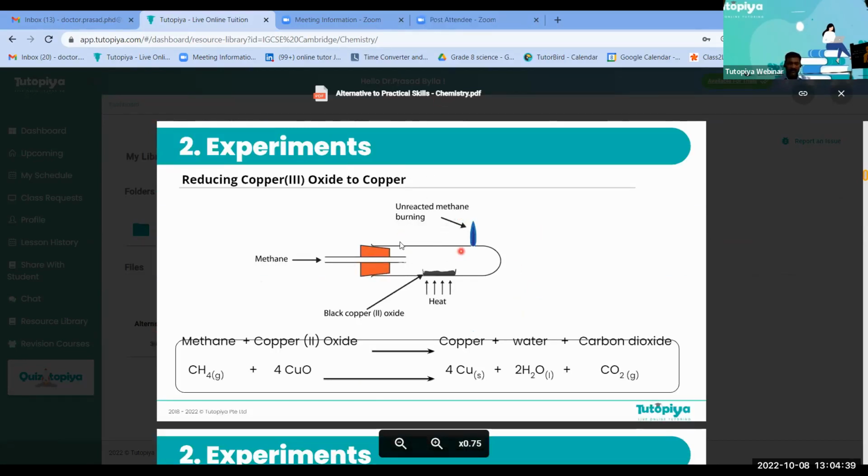See, as you can see here, let us discuss the first experiment. How to reduce copper oxide to copper. Do you know copper oxide is different from copper? Copper is a shining brown metal, right? Have you seen copper metal? What is the color of copper metal? I think copper metal is brownish, whereas copper oxide is black.